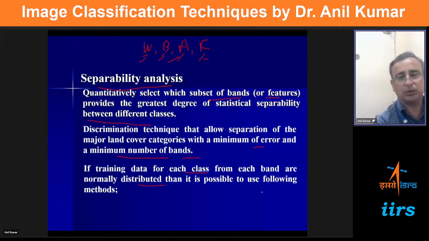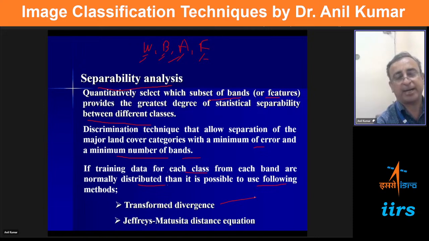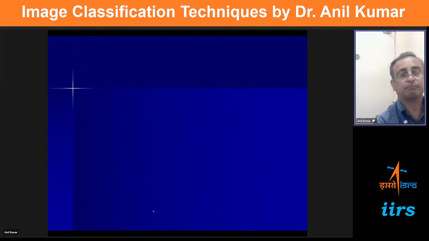Then it is possible to use the following models for separability analysis. One is transform divergence. Second is Jeffrey-Matsushita distance. These are the two, and there are two more. If you are doing it in IIRS, creating the signature file for supervised classification, there you have an option to go for separability analysis, and you get all these methods called transform divergence, Jeffrey-Matsushita distance, and two more. One is Euclidean distance, and the second is the graphical method that I can explain in the coming slides.